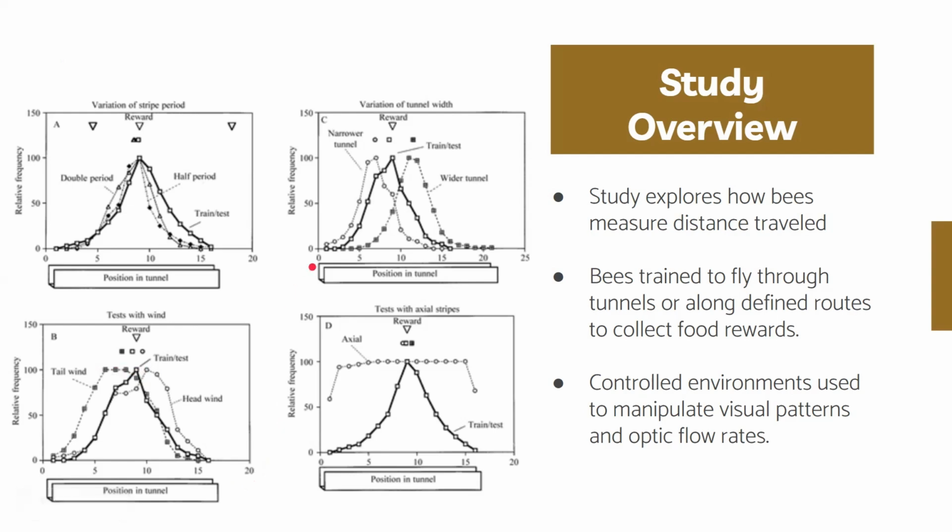Up here on this next one, panel C is going to show how tunnel width affects the perceived optic flow in navigation. A narrow tunnel has an increased optic flow density, which leads to an underestimation of distance, which is why we have more of it tilting over to this side. And a wider tunnel reduces the optic flow density, causing an overestimation, leading to the bees stopping farther along in the tunnel. And this last one down here is going to be very important when talking about the rest of our findings in these other researches.